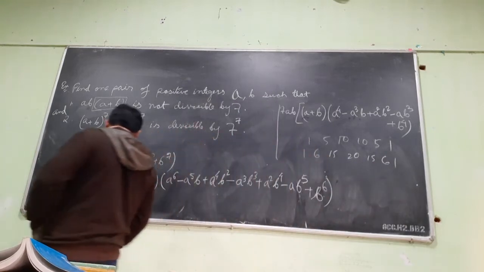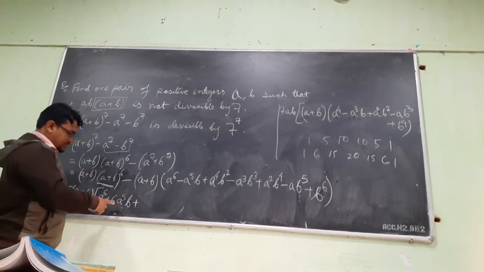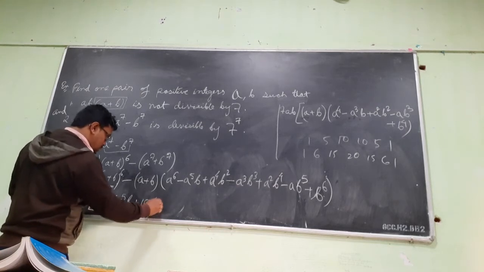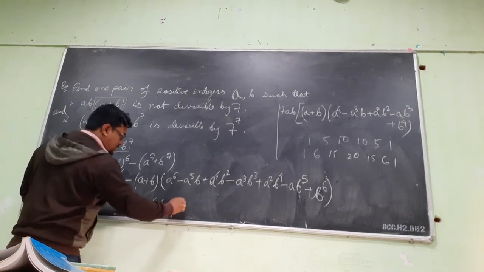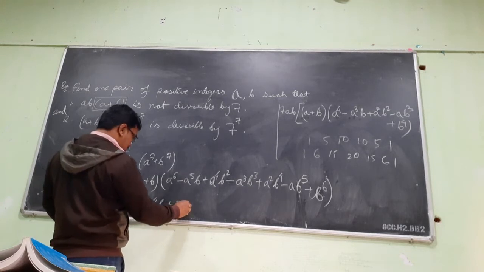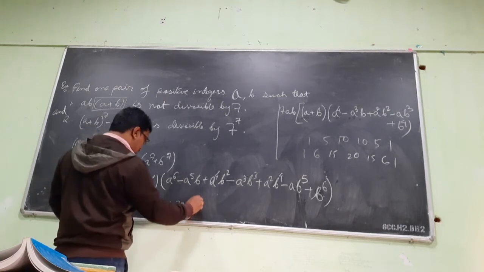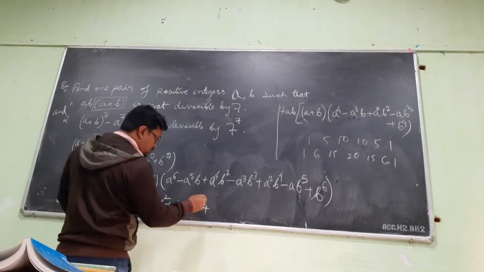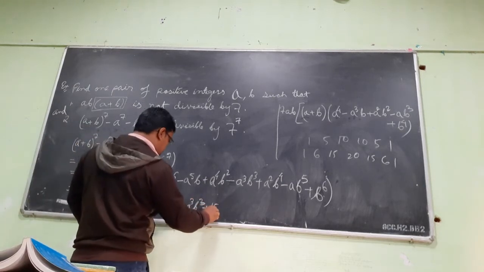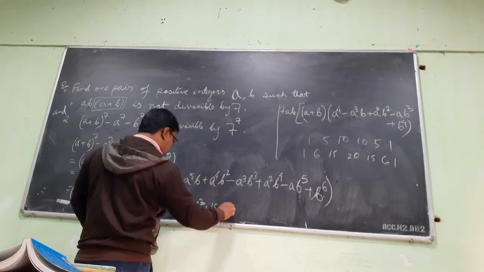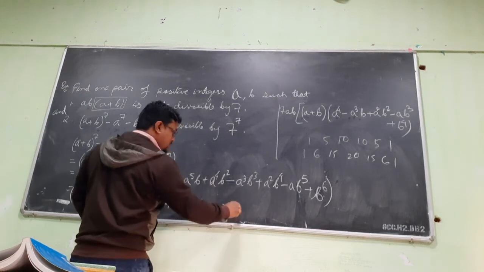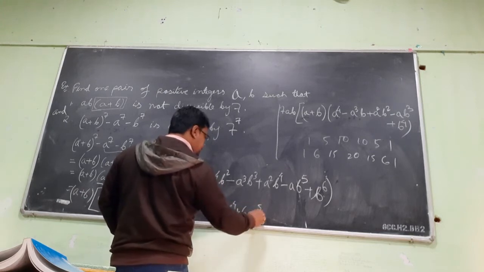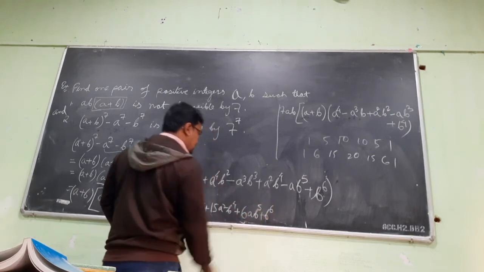So a to the power 6 plus 6 a to the power 5 b plus 15 a to the power 4 b square plus 20 a cube b cube plus 15 a square b to the power 4 plus 6 a b to the power 5 plus b to the power 6.